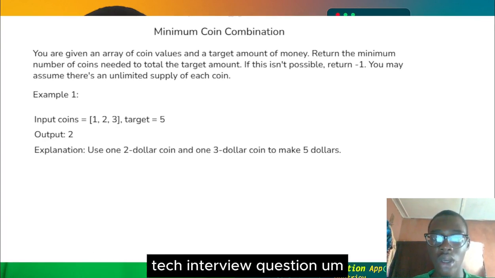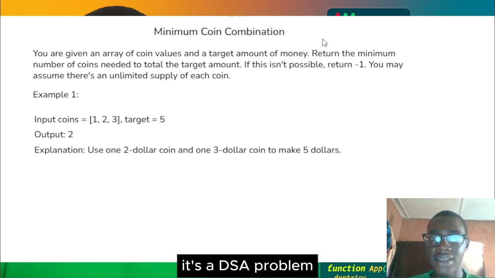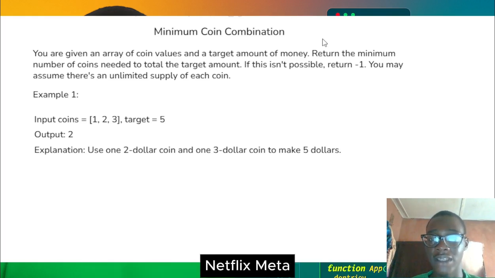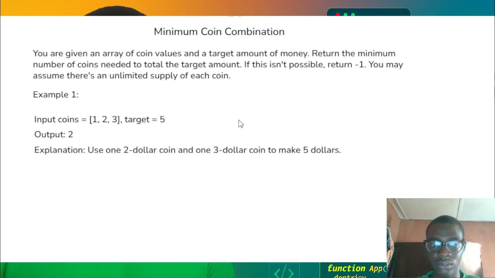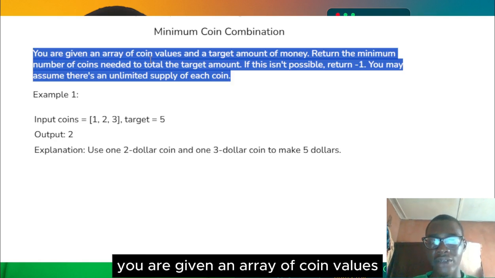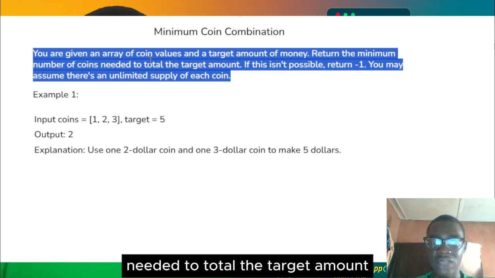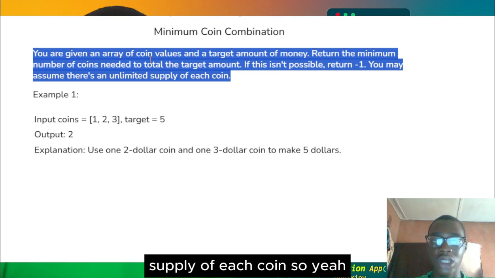Today we're gonna be solving another one of the most commonly asked tech interview questions, the minimum coin combination. It's a DSA problem that is commonly asked by top tech companies including Google, Amazon, Netflix, Meta, Microsoft, Apple, and other top tech companies. The problem statement states that you are given an array of coin values and a target amount of money. Return the minimum number of coins needed to total the target amount. If this isn't possible, return -1. You may also assume that there is an unlimited supply of each coin.